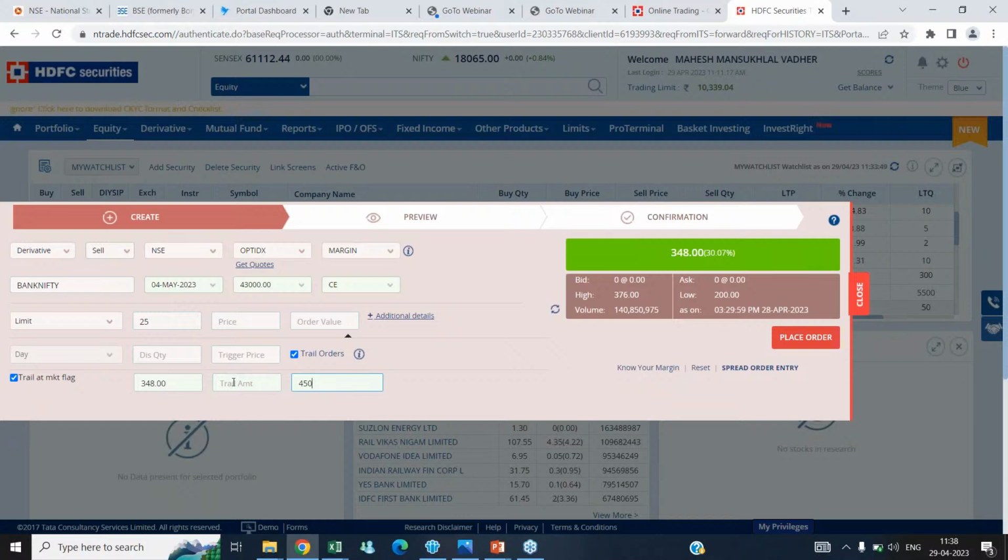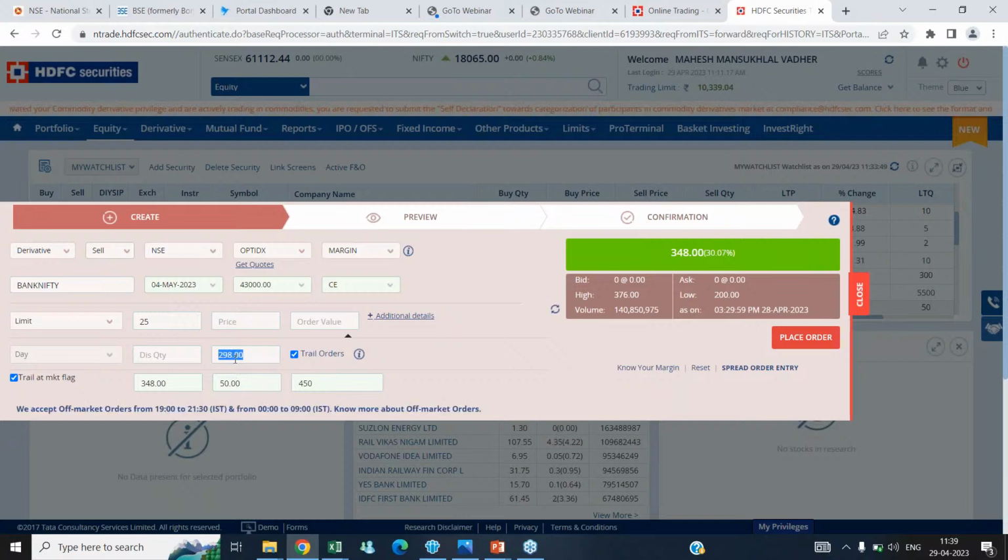Simultaneously, you also want to trail this stop loss order. If you want to specify 50 rupees as your trailing stop loss, then at every 50 rupees interval from the current market price, your stop loss would be trailed. Once you click on 50 rupees, if I just click on trigger price, my first order will automatically be placed at 298. That is the difference of 348 minus 50, which is 298.